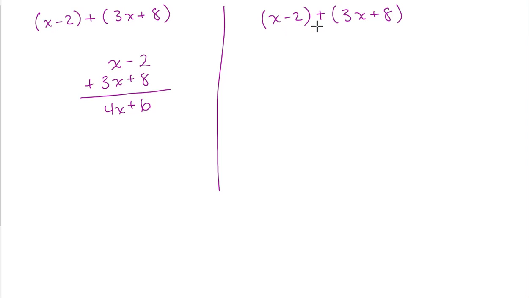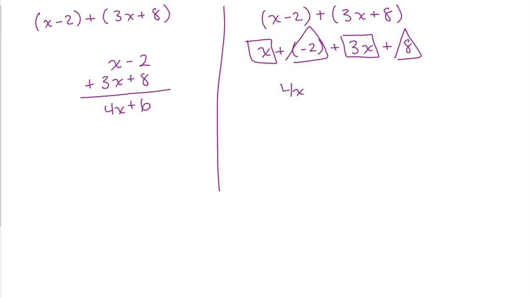So let's see here. We want to rewrite this as a sum of our terms. So we're going to go x plus negative 2 plus 3x plus 8. Now we need to group our like terms. So remember, we have these like terms that have the same variable. So x and 3x together, they make 4x. And we have negative 2 and 8. Those are like terms, those constant terms, and that equals positive 6. So you see, we get the same answer whichever way we do it.